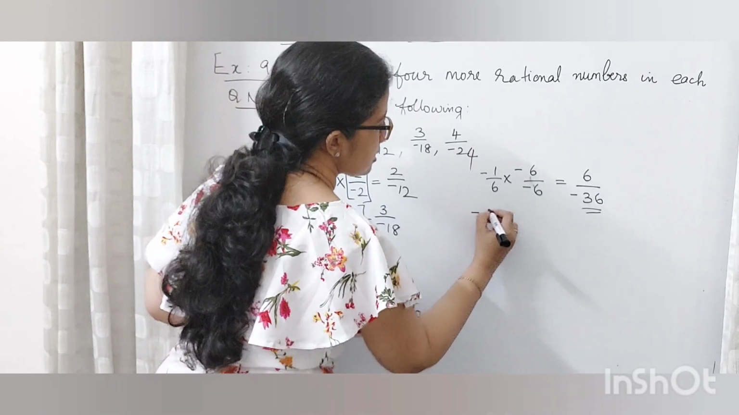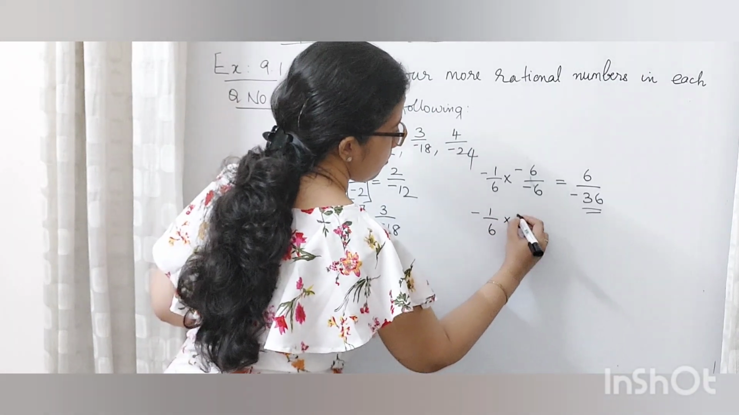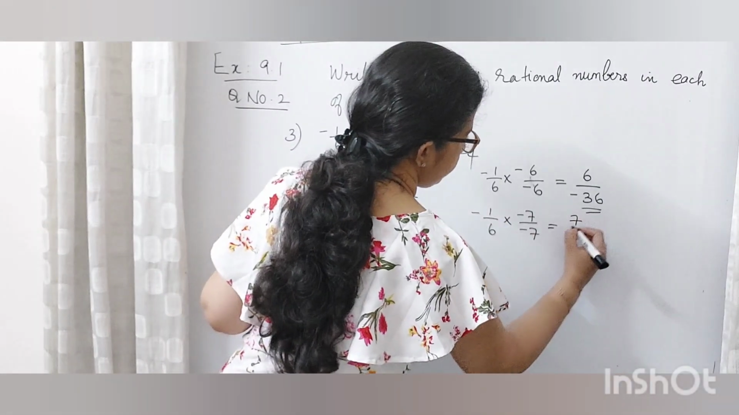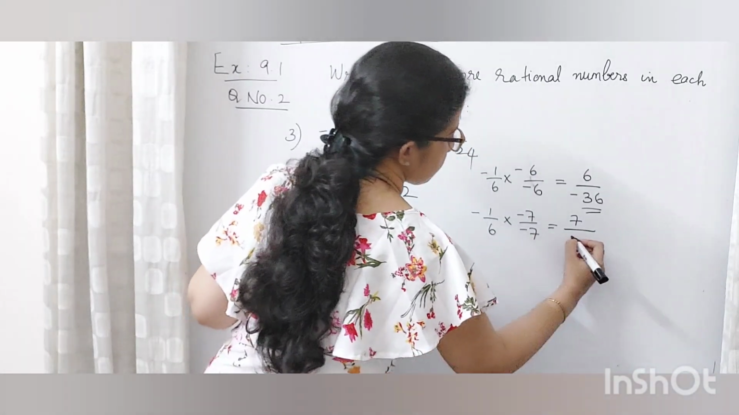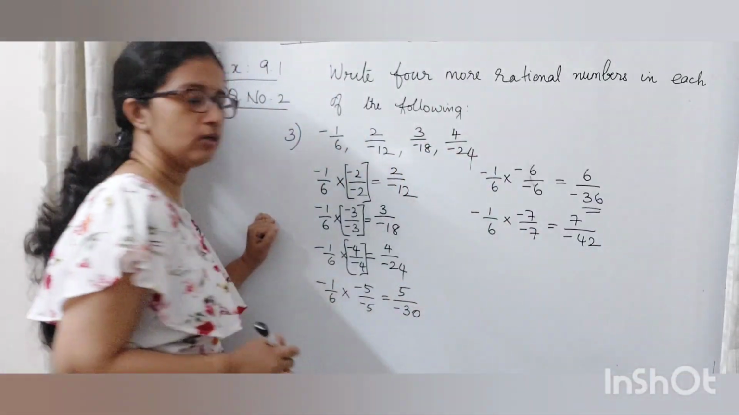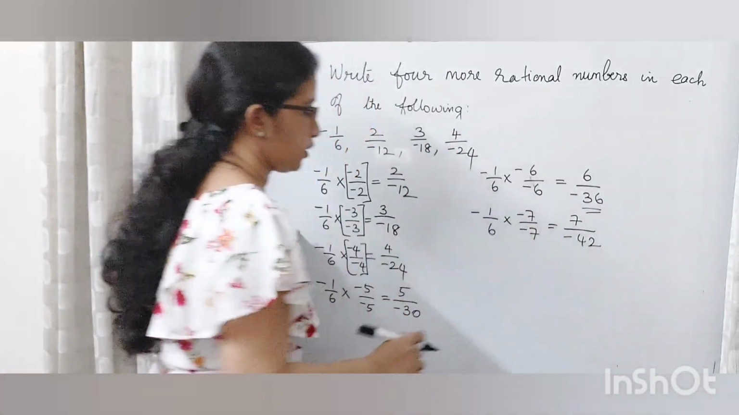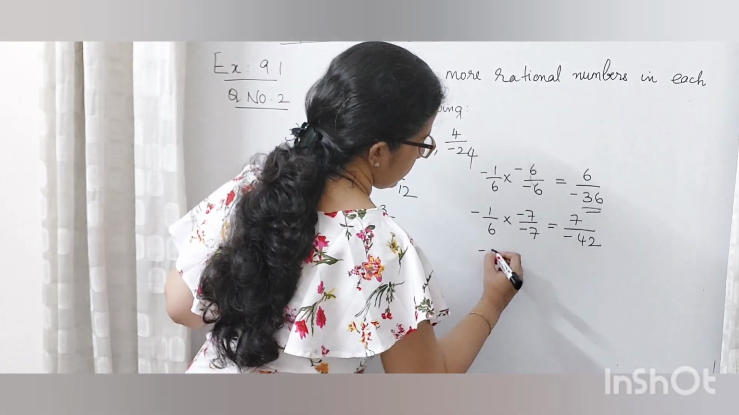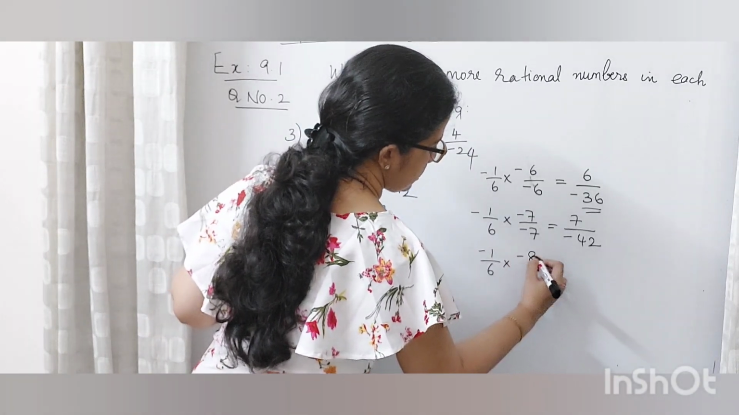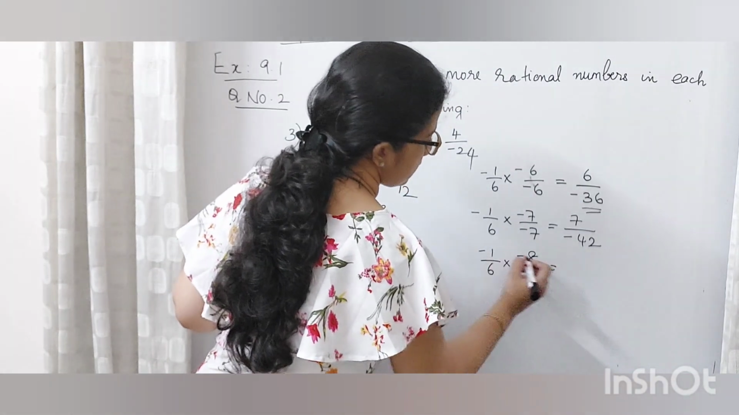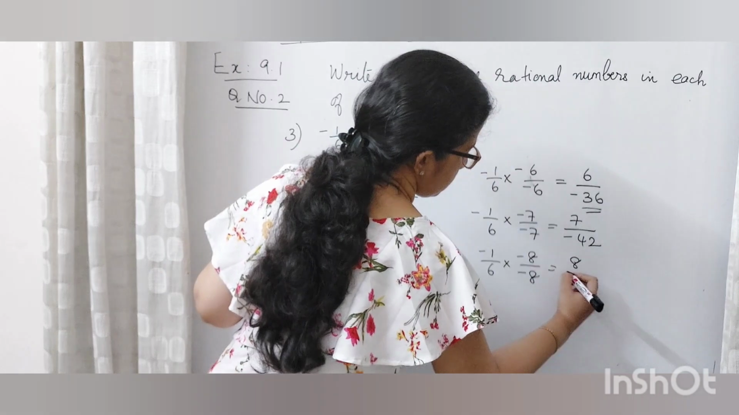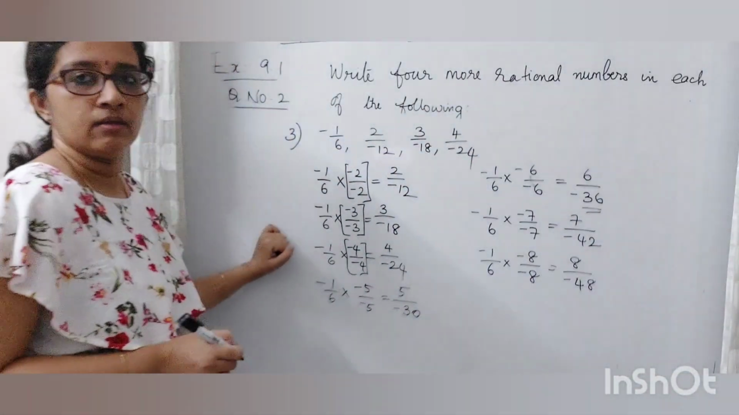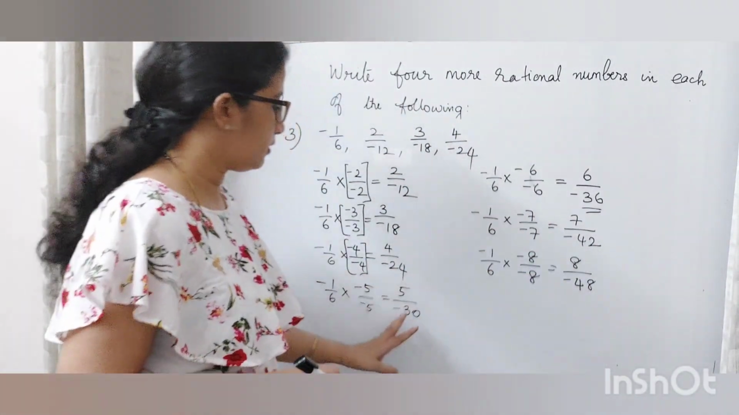Now what is the next one? -1/6 times -7/-7 gives you what? -1 times -7 gives you 7. 6 times -7 gives you -42. Okay. So the next number is 7/-42. Now how many numbers we have got? 1, 2, 3. We need one more number, right? So -1/6 times -8/-8 gives you what? -1 times -8 gives you 8, divided by 6 times -8 gives you -48. So clear with this? Now we have got the next 4 rational numbers.